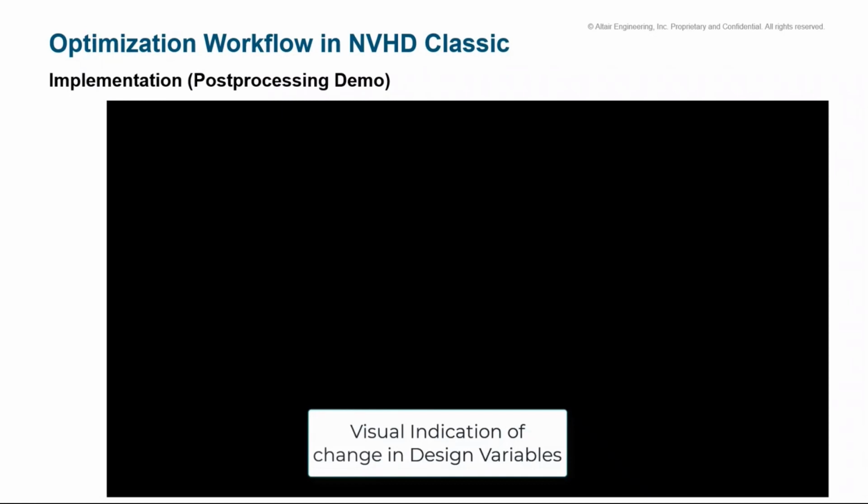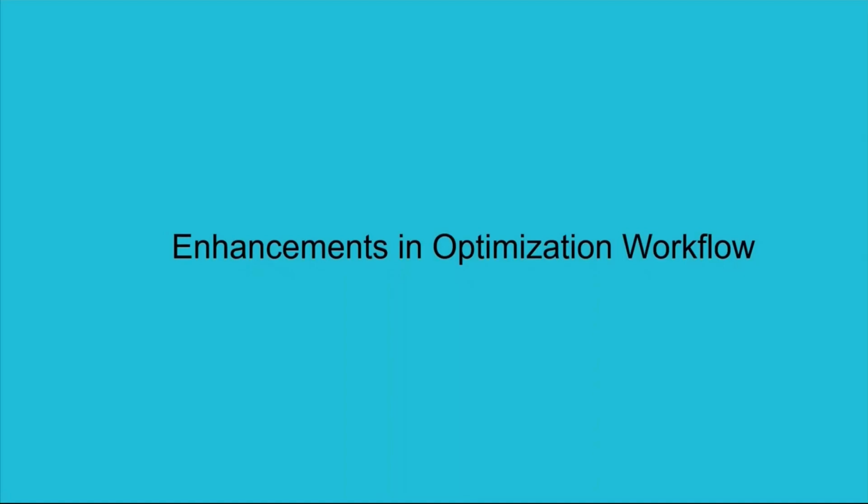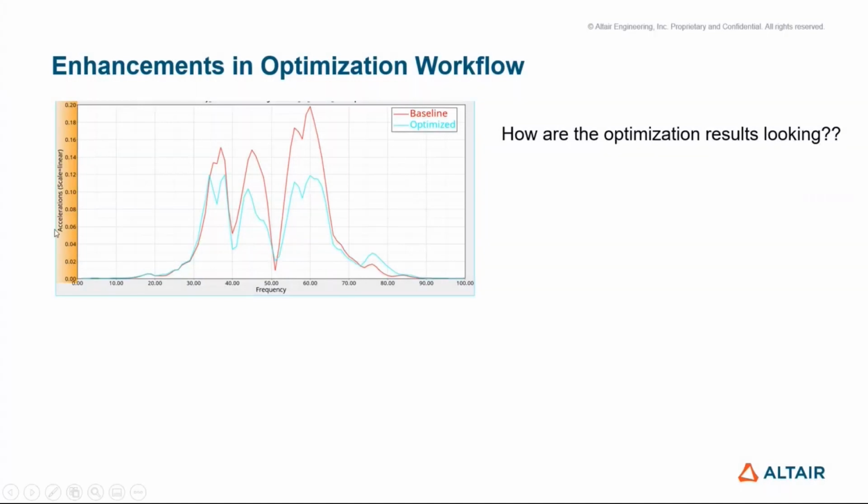Now, there were some enhancement requests in this optimization workflow, as I mentioned to you at the beginning of the session. So let me give you a little bit of background about this. So this is the baseline and the optimized response, which you will get or which you should expect at the end of optimization. And if you look at the optimization results, they are looking good, right? I don't think there will be any user who would be unhappy with this output from the optimization.